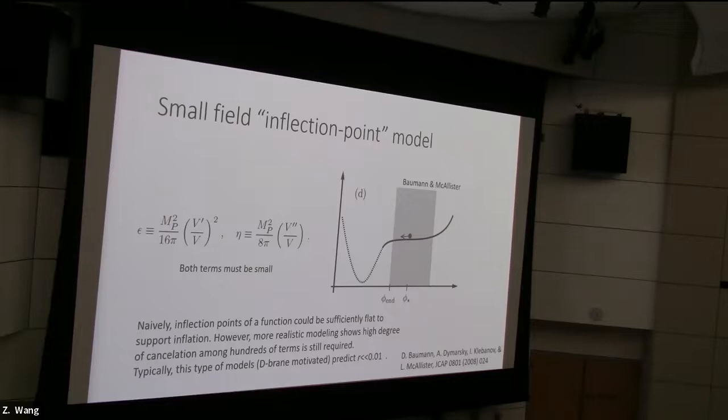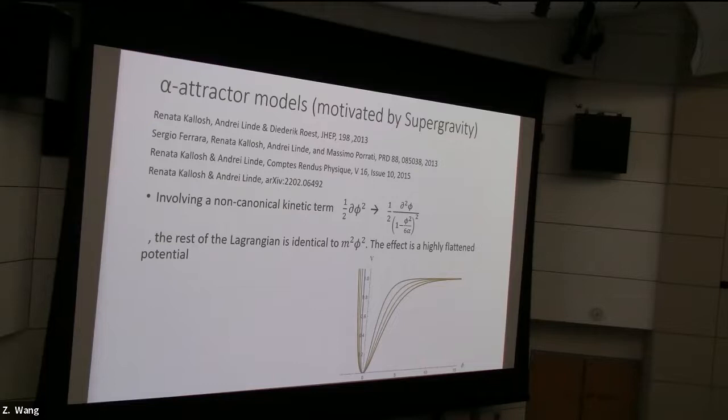A second class of influential model was the alpha attractor model. As far as I can understand it, it was motivated by supergravity. Again, you're trying to produce inflation in your quantum gravity theory. And this was proposed by Renata and Andre nearly 10 years ago.